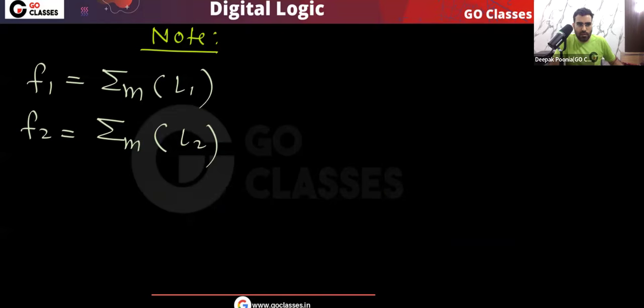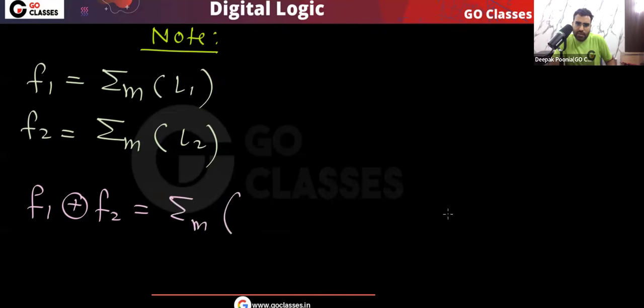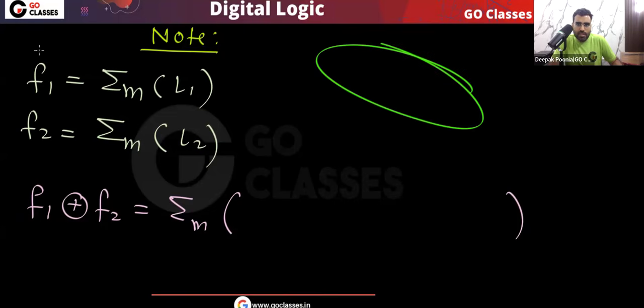Now let's see what will be f1 xor f2. Let's see how to combine two boolean functions for xor operation with respect to minterms. So let's find the minterm list for f1 xor f2. Now just apply the logic, just apply the definition of xor. I want the minterm list of f1 xor f2, which means I want those row numbers where f1 xor f2 is 1.